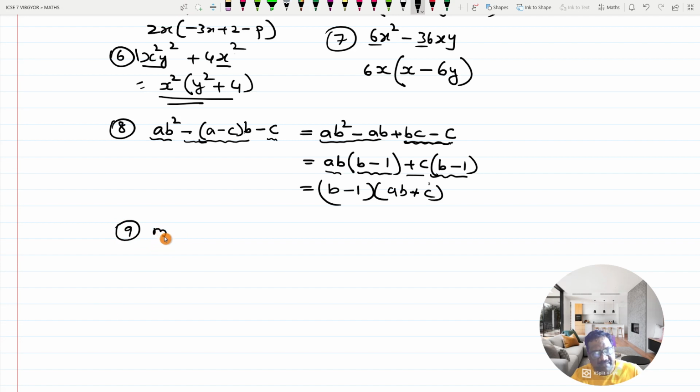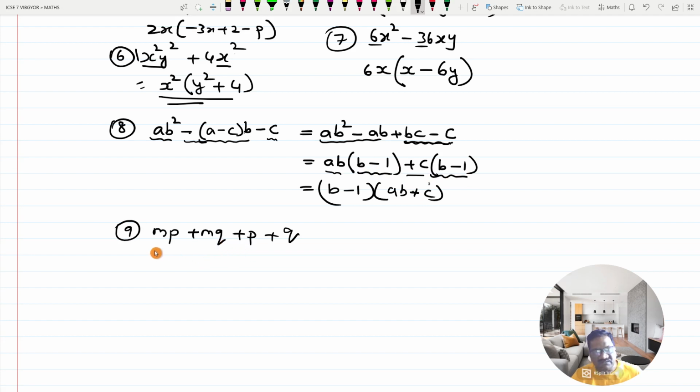Suppose you have mp, then mq, then p, and then q. Now again you have four terms over here. From these four terms you will have to make a group of two terms, but you have to make a group in such a way that when you remove the common out, you should get a similar bracket, like here you got b minus 1 and b minus 1. That way you should get similar brackets.